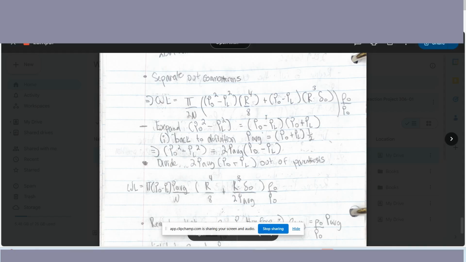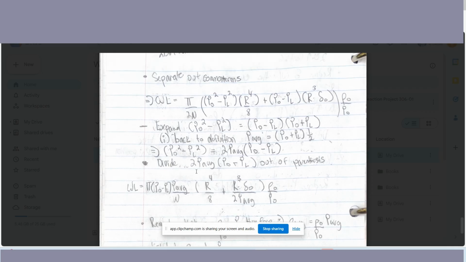equals this. So P average is 1/2 this. So P0 squared minus PL squared equals 2P average, and that's because there's this 1/2 here. So you have to multiply it by 2 to get P0 minus PL. So this term here equals 2P average. So this equals 2P average times that.